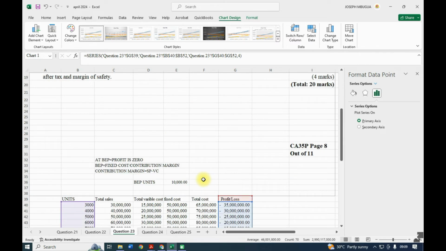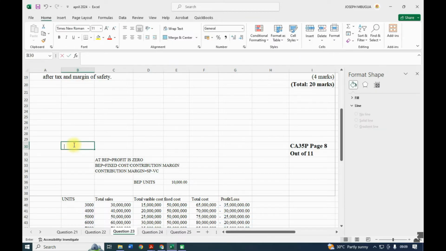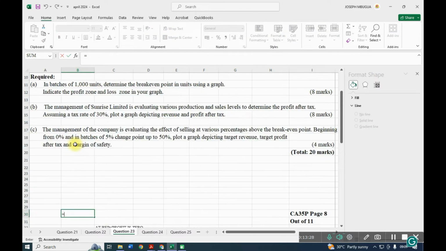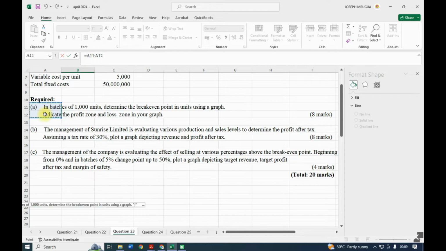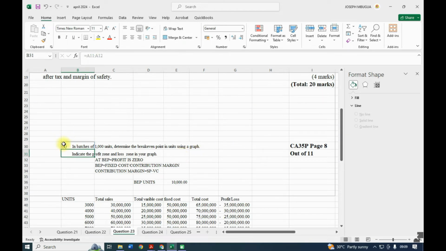Because that was number A. If I can show this one, where you are supposed to indicate, in batches of 1,000 units, determine the break-even point in units using a graph, indicate the profit zone and loss zone. So determine the break-even point in units using the graph.